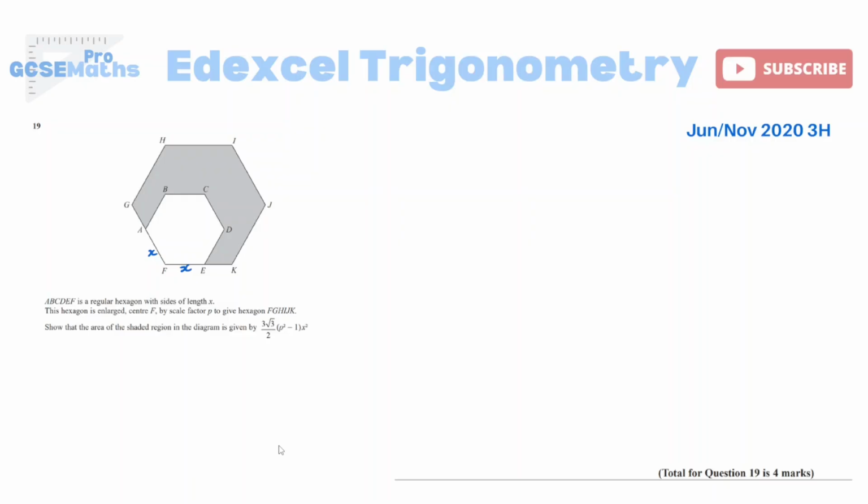Show that the area of the shaded region in the diagram is given by 3 root 3 over 2, brackets p squared minus 1, x squared. Again, we're not going to work out what x is, we're not going to work out what p is. That would be impossible, right? We don't have enough information. We're just trying to create this kind of expression at the end and show that we can simplify it and format it to look like this.